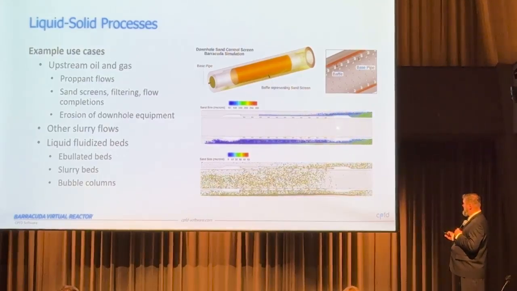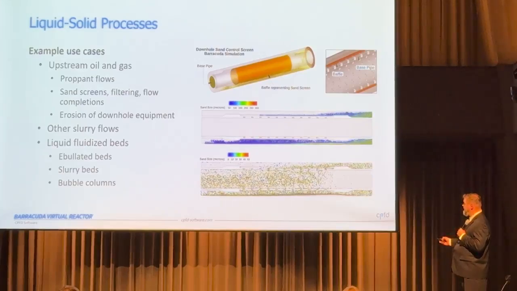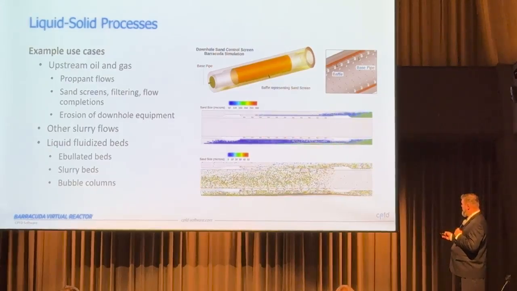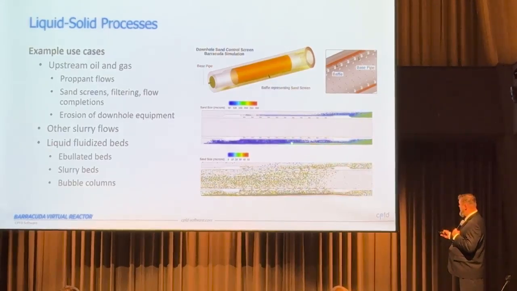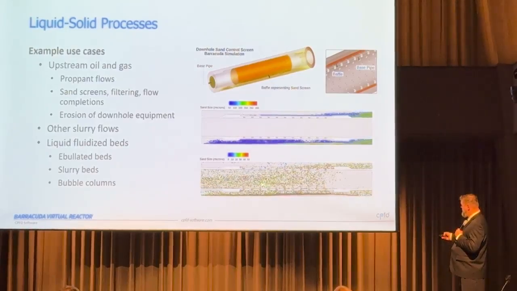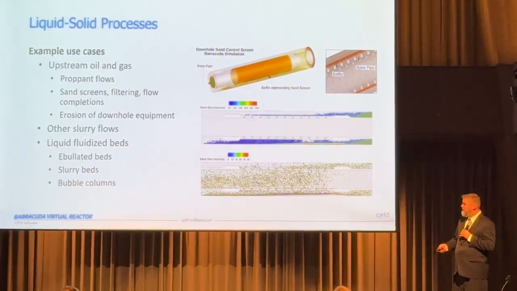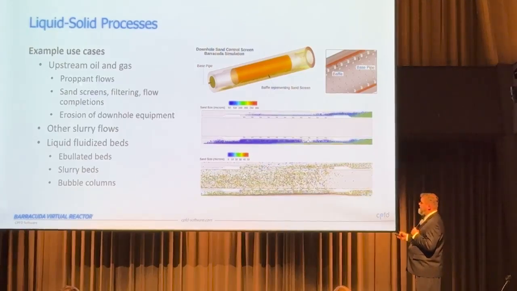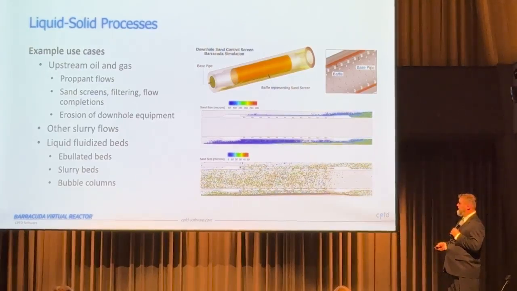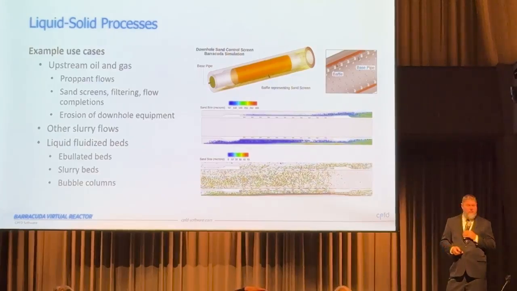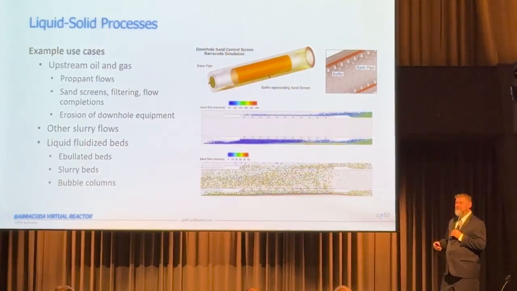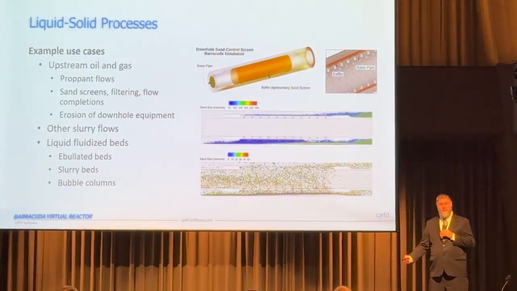Sand screens. This is an example of recent features in Barracuda where there's a sand compaction around the wellbore, and you have particles that settle around this casing, but the fine particles are able to pass through a small buffer. The large ones do not. So this is some new capabilities. So in terms of example use cases, proppant flows, sand screens, completions, erosion of downhole equipment is very important, and this translates directly to many other applications.